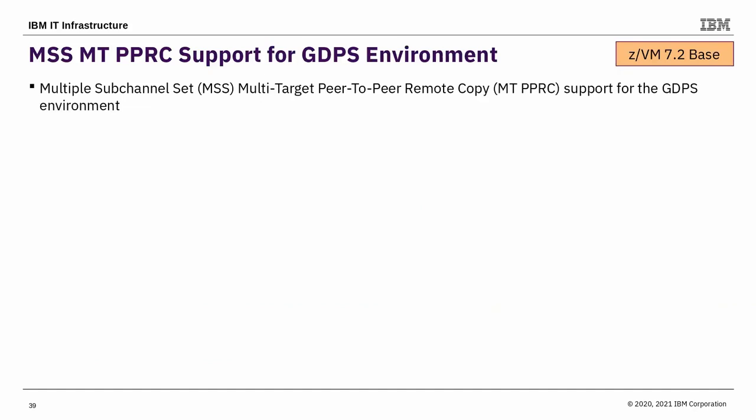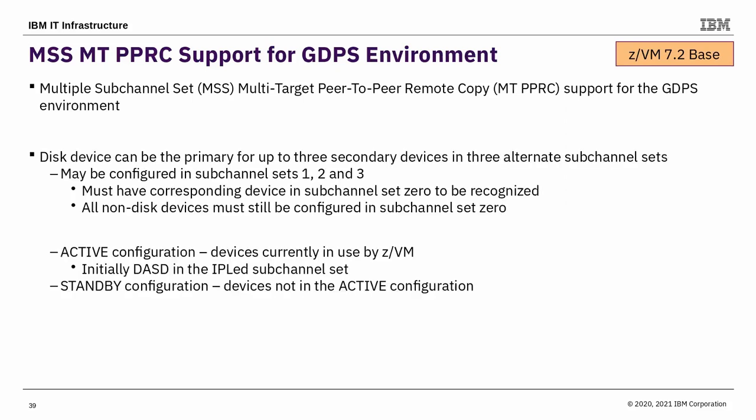This is for GDPS customers. For quite a long time, you've been able to have your HyperSwap and vector mirroring and so on. So you have your source devices and your target devices, and you've been able to put your target devices in another subchannel set. You can now have 3 alternate subchannel sets. So when you're copying to multiple remotes, you can now put your alternates in up to 3 alternate subchannel sets.